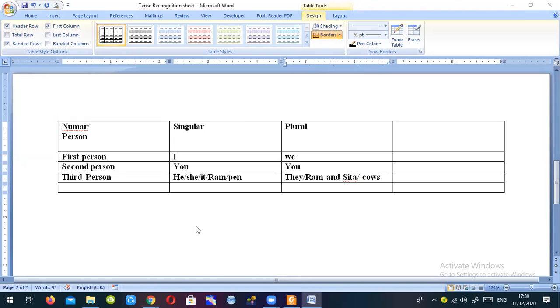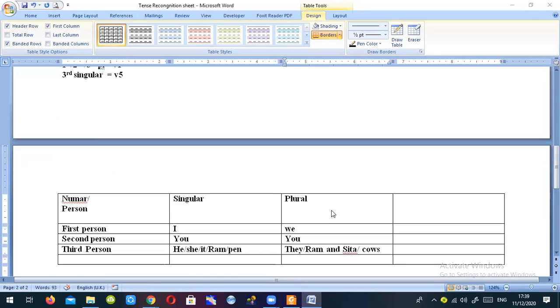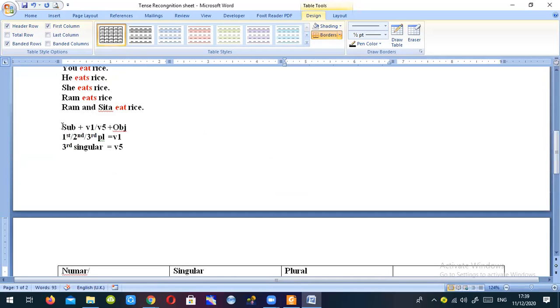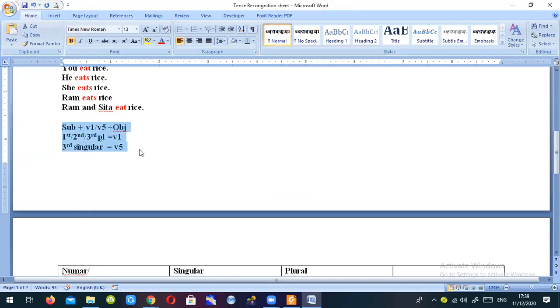There's a problem in setting. For example, if you teach in this way, singular and plural together, and first person, second person, third person also, and if you show this structure and rules, then they can easily understand.